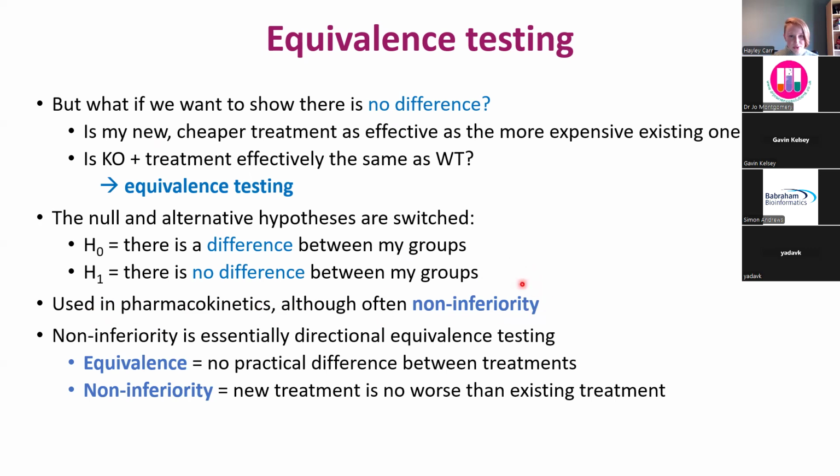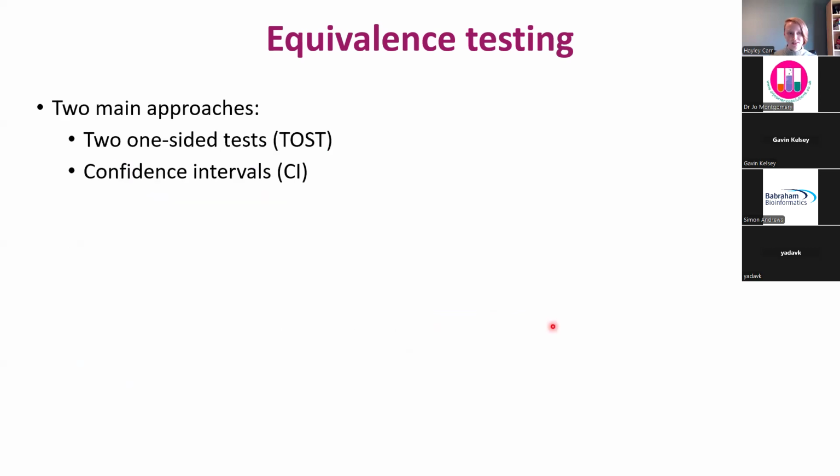Another slight note on equivalence testing is that there is essentially a directional version of this called non-inferiority, which is usually used in pharmacokinetics again. This is when you want to show that a new treatment is no worse than an existing treatment, but you're not actually interested in whether it's better. So this is the equivalent of doing a one-tail test versus a two-tail test in normal hypothesis testing. But that's just in case anyone sees non-inferiority. It's a similar kind of concept, just directional.